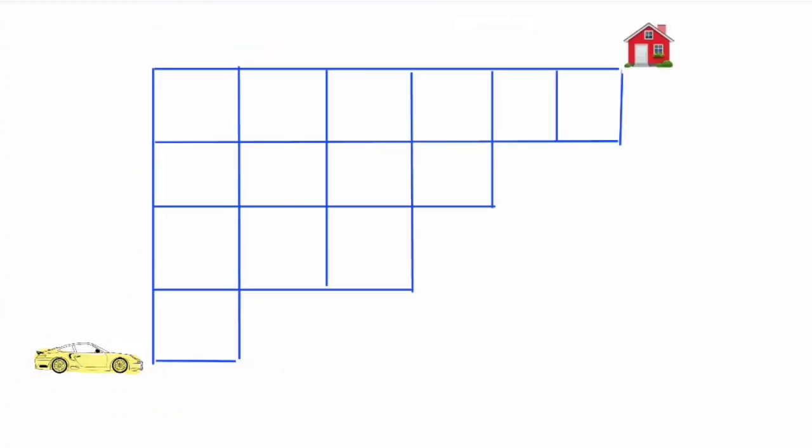Okay. Now, as an exercise, could you find the number of different ways in this new map, from the point A to the red house? Please comment your answer below this video.